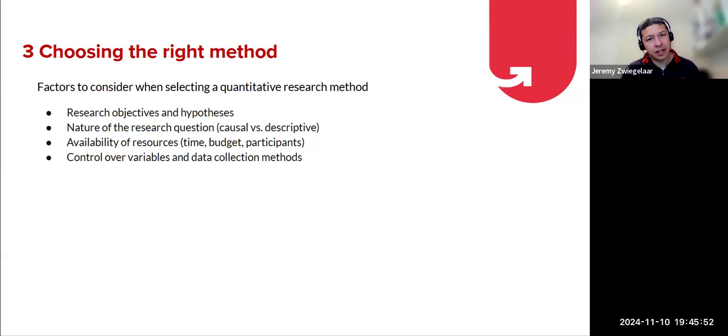Control over variables and data collection methods. In this case, you literally choose the method based on the data that you have available. So if you have some secondary data that you can access, fantastic, go for it, use it. That's the primary kind of focus. If you haven't got it, then you're going to have to create it through primary means, meaning that you're going to collect data through a survey or some other instrument.